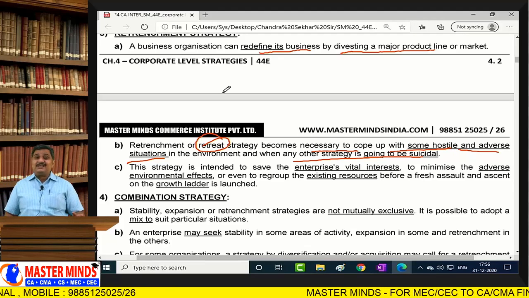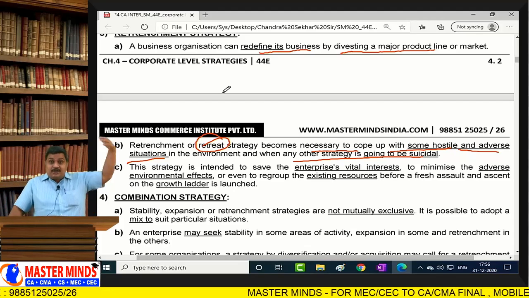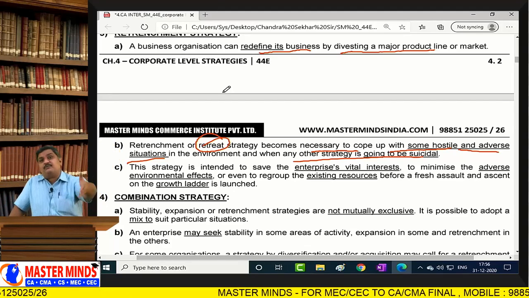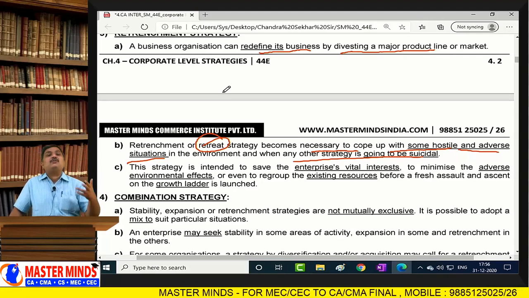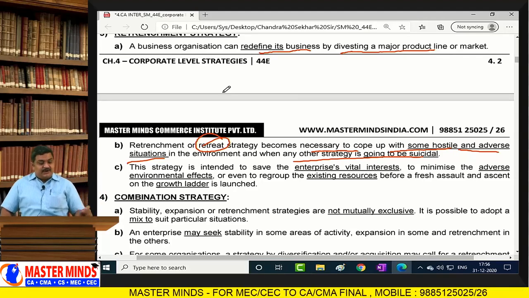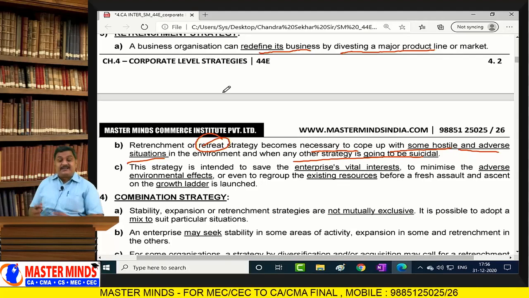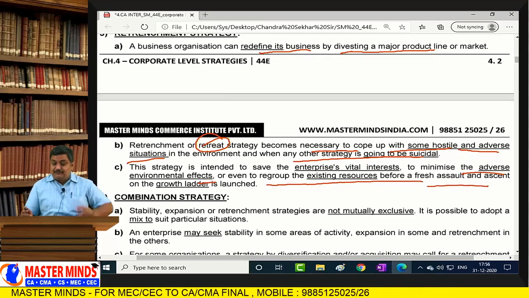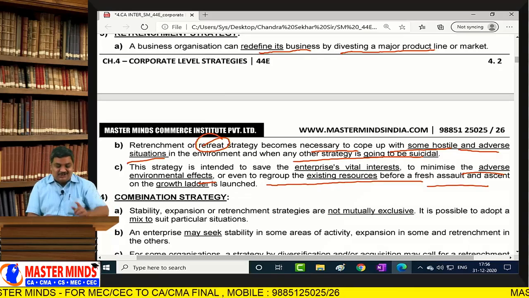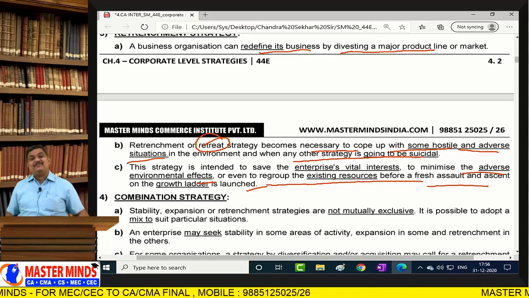I am giving all these examples to tell you that even large companies go for retrenchment. They stop some products. They close some branches. Nothing wrong in that. This strategy is indeed to save the enterprise's vital interest, to minimize the adverse environmental effects, or even regroup the existing resources before a fresh assault and ascent on the growth ladder is launched.